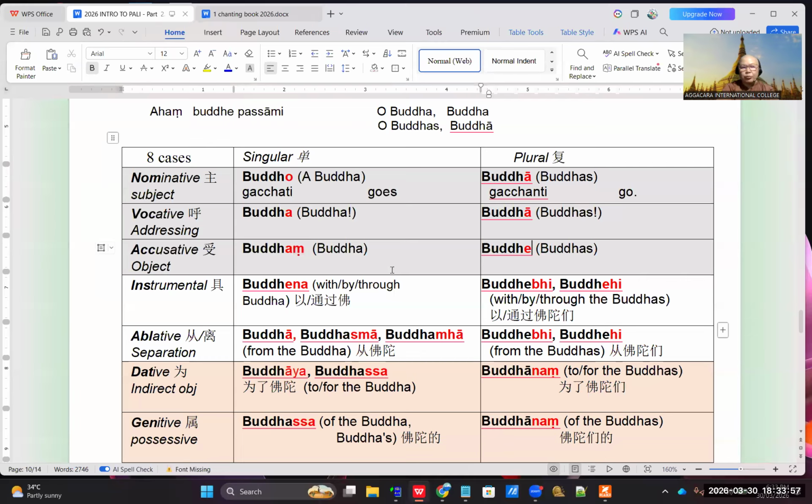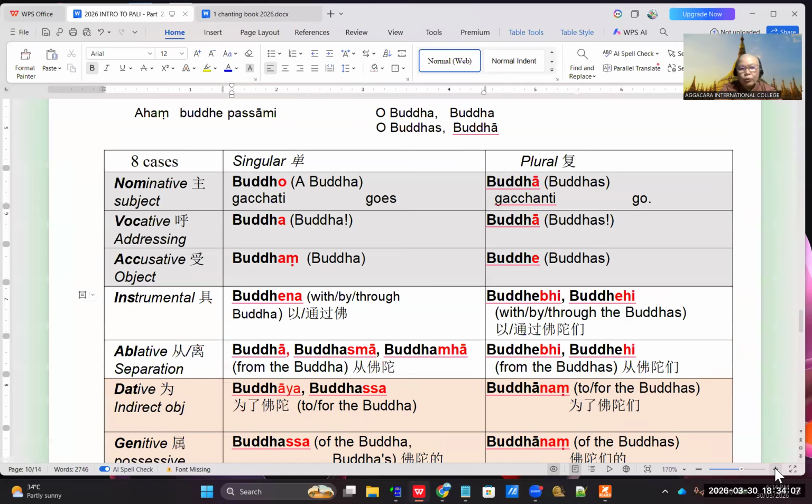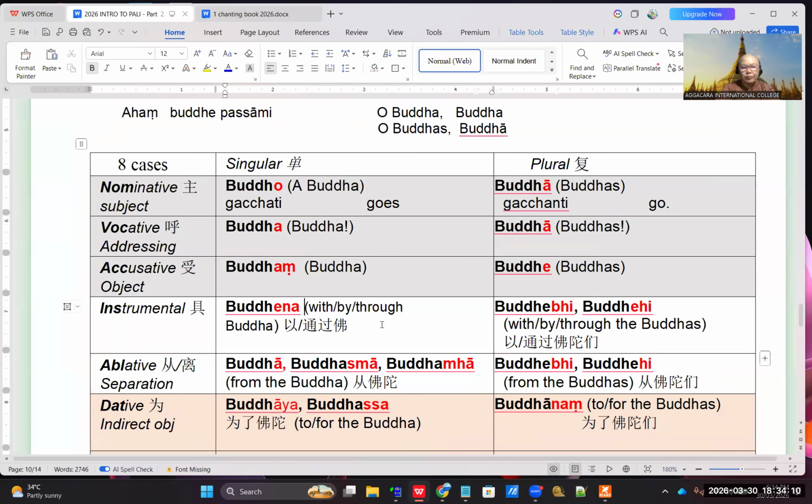And Buddha is a plural. Now instrumental, previously I already explained, but I will explain again. Instrumental means with, by, or through the Buddha. And plural will be Buddhebi, Buddhehi. So this is actually the same here. That's why I put these two in the same color, because the plural is the same. Ablative is from the Buddha, meaning separation here. We remember it as ABL. Buddha, Buddhasma, Buddhamha, Buddhehi, Buddhebi.